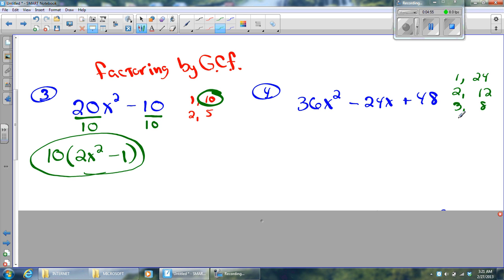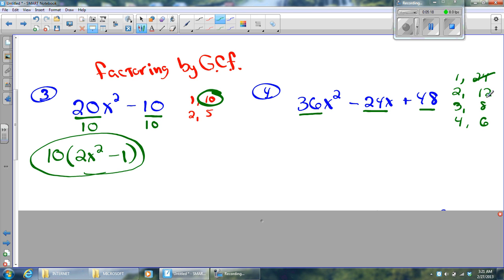3 and 8, 4 and 6, and I believe that's it. Okay, remember, I'm going to start with the greatest of these factors. I'm starting with the 24 and ask myself, does 24 go into 48? Yes. Does it go into 24? Absolutely. Does it go into 36? Not evenly. So I will not use 24.